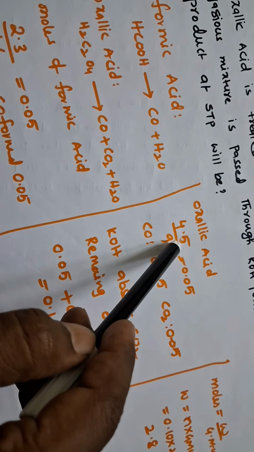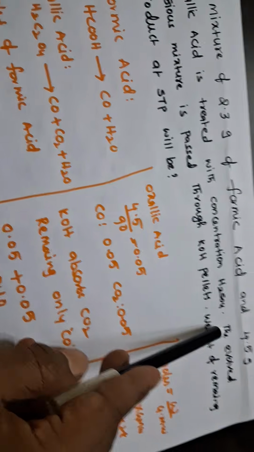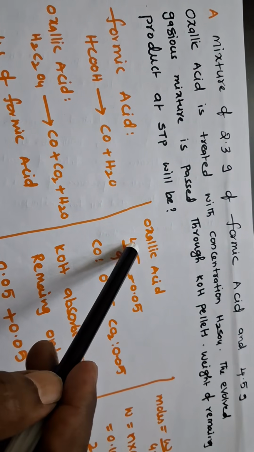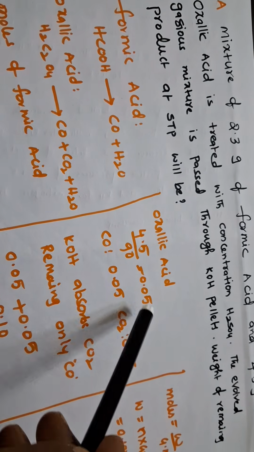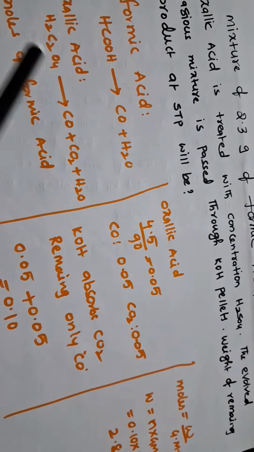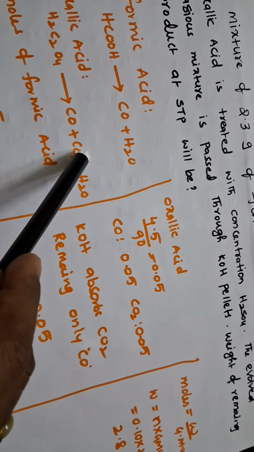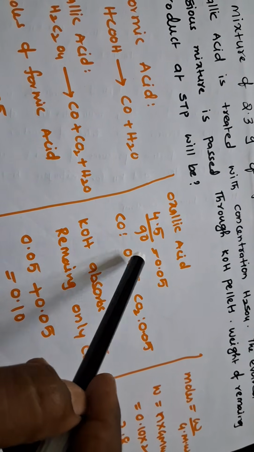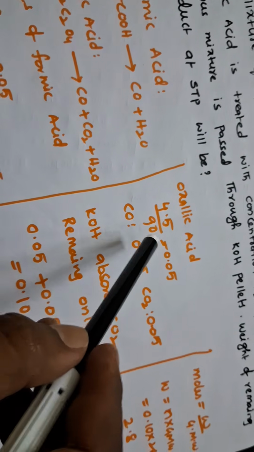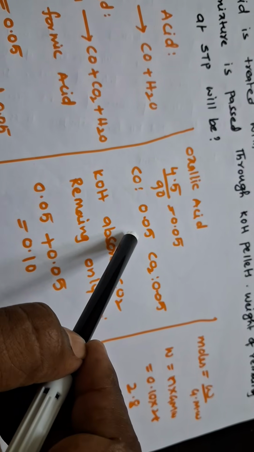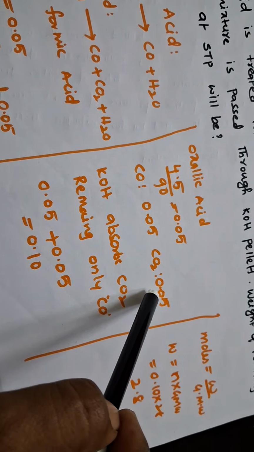So here moles of oxalic acid, weight is given 4.5. So weight upon gram molecular weight if you do, you will get 0.05. So here 1 mole oxalic acid will release 1 mole carbon monoxide and 1 mole carbon dioxide. So 0.05 mole of oxalic acid will release 0.05 mole of carbon monoxide and 0.05 mole of carbon dioxide.